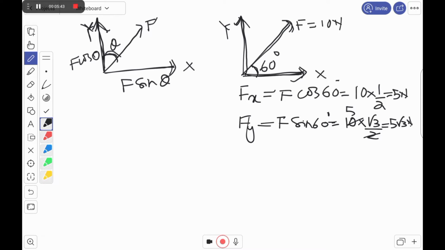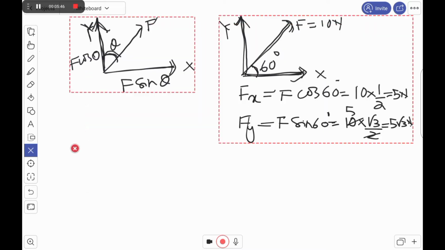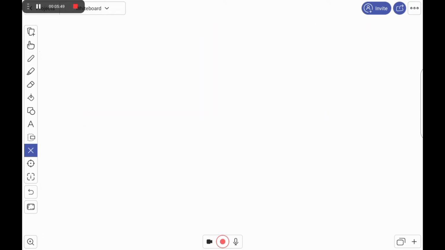Okay. So let us discuss some more examples so that you will have practice on how to do the resolution of vector. Suppose a question is given like this.